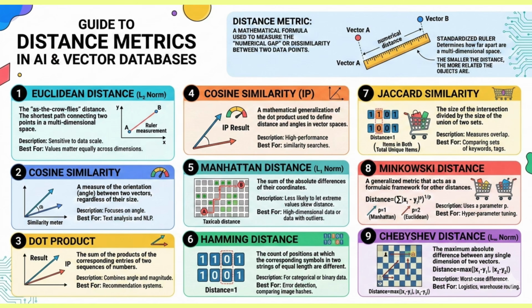First, let's talk about Euclidean distance. It is the length of the shortest path connecting two points in a multidimensional space. Think of it as a ruler measurement. It calculates the square root of the sum of squared differences between coordinates. It is highly intuitive, but sensitive to the scale of your data. If one variable has a much larger range than others, it will dominate the distance calculation.